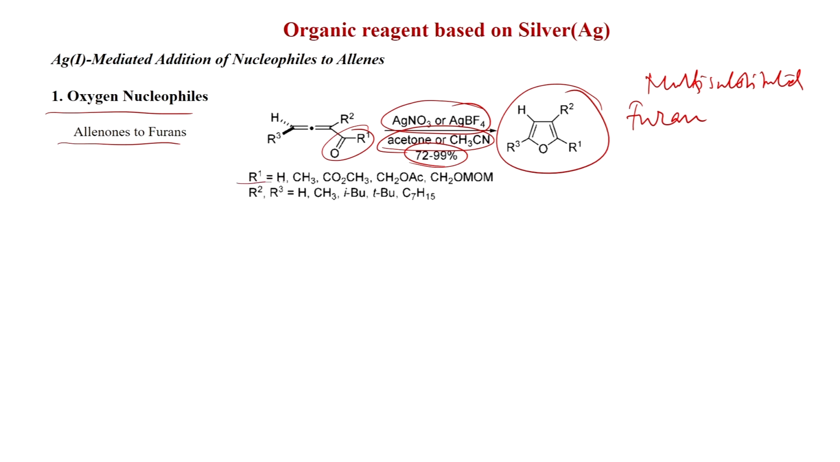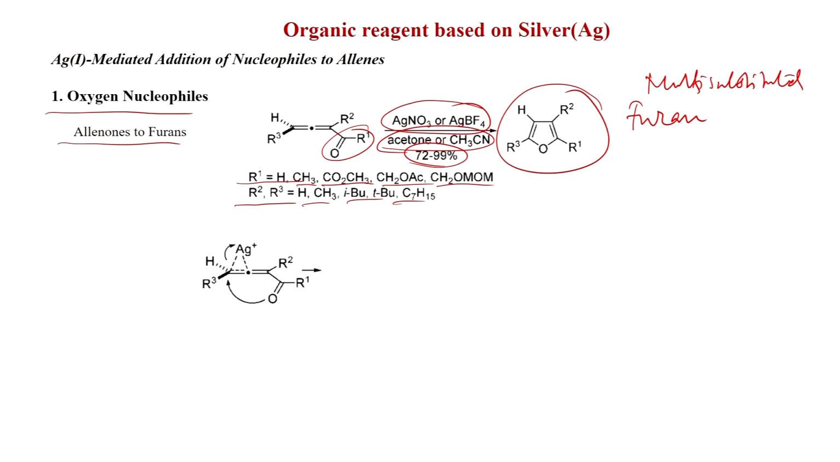Here R1 can be hydrogen, this is the R1, hydrogen means aldehyde, CH3 means ketone, CO2CH3, CH2OH, CH2OR. R2 and R3 can be hydrogen, CH3, isobutyl, tert-butyl. So, different groups are possible. This is a very general method and you can get this furan. So, what will be the mechanism?